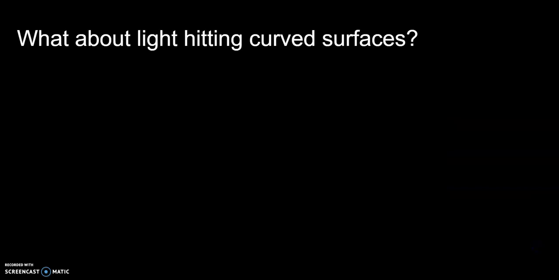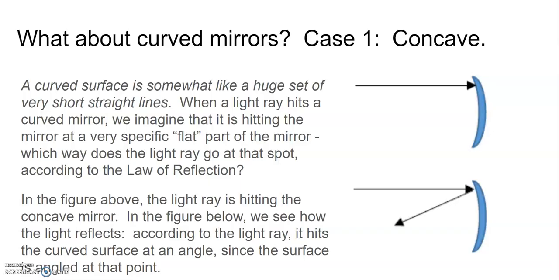Okay. Now, for the remainder of our chat, let's talk about light hitting curved surfaces. This is where it gets a little bit tricky, because it does start to seem like the law of reflection isn't so very much like a law. But in fact, it is actually the exact same thing. So, let's look first of all at the case of concave mirrors. A concave mirror, that's the one that's like the inside of a spoon. The curved inside of the spoon, not the outside of the spoon.